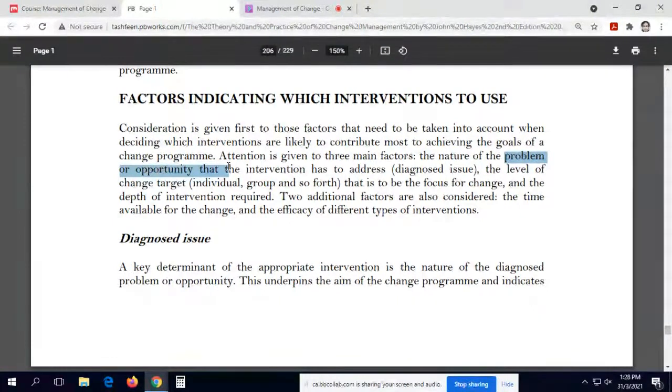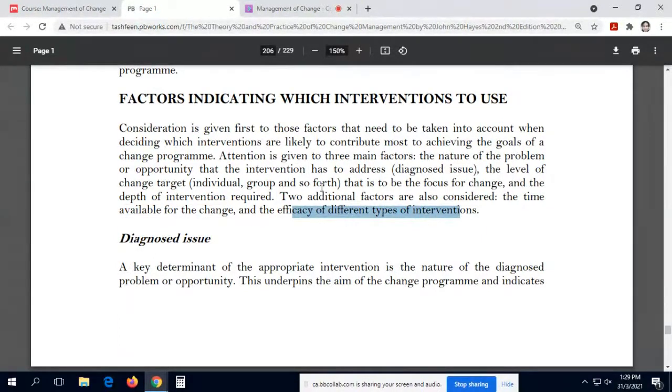And then the level of change targets, the depth of intervention required, and how much time is available to you in the situation, because change would generally require some amount of time for people to adapt and adopt, unless it is a change where you can influence with your power. Otherwise you would want to give some time for people to adjust and think about those things. So that is one thing. And then the efficacy of different types of change.